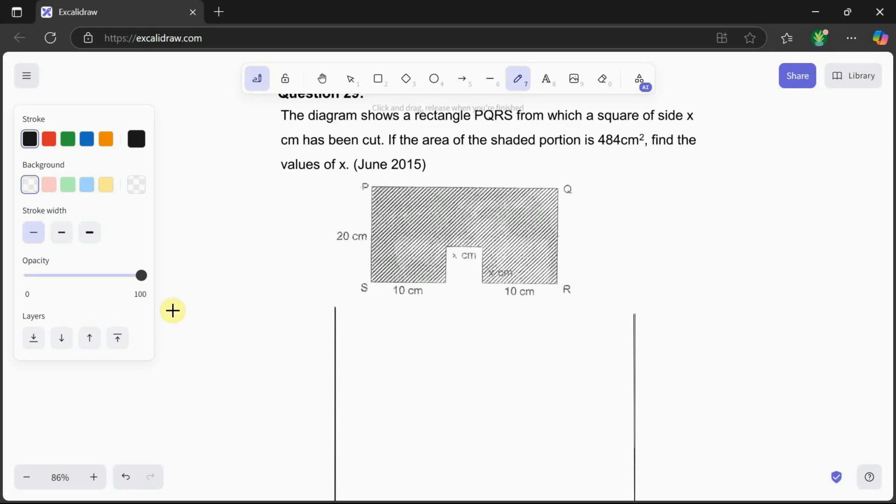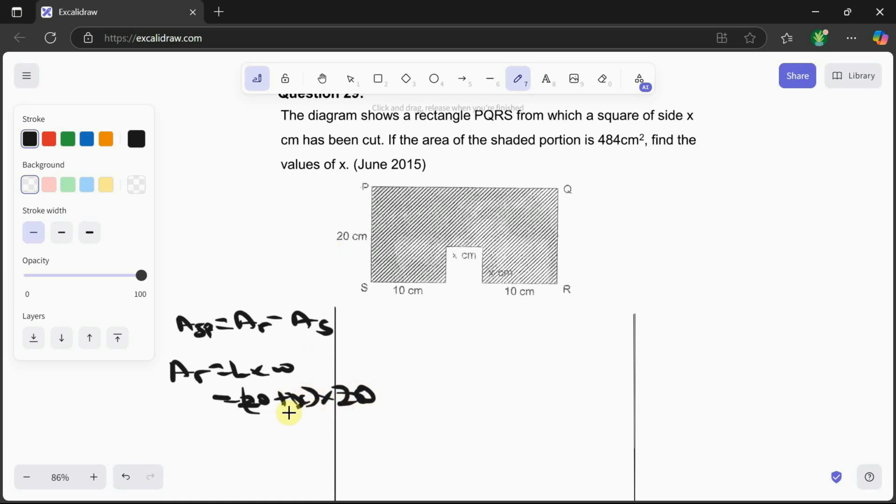So if the area of the shaded portion is 484 centimeters squared, we know that the area of the shaded portion will just be the area of the rectangle minus the area of the square. The area of rectangle is length times width, and that will be 20. No, this is the length. So 10 plus 10, that's 20, then plus x. So that will be 20 plus x multiplying the width, which is 20. Right, so we have this.